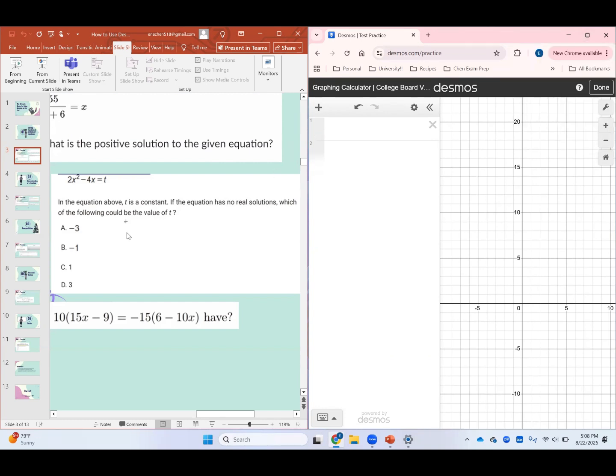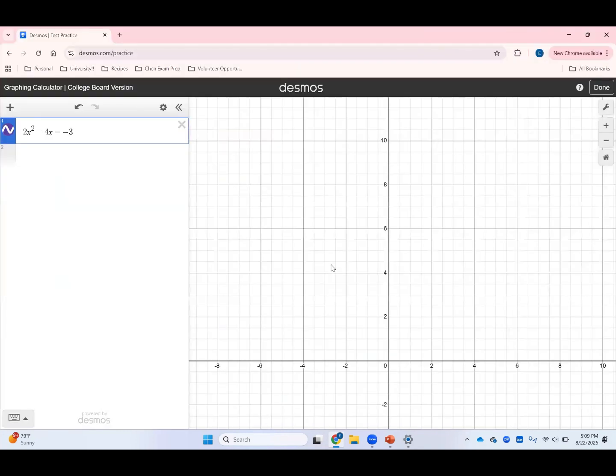So how I'm going to approach this question is I'm just going to plug each of the answer choices into the variable t. So I can make this a little clearer for you guys. If I put 2x squared minus 4x equals t, instead of using t, I'm going to plug in each answer choice, okay? So for answer choice A, I'm going to substitute t for minus 3. I'm going to take a look.